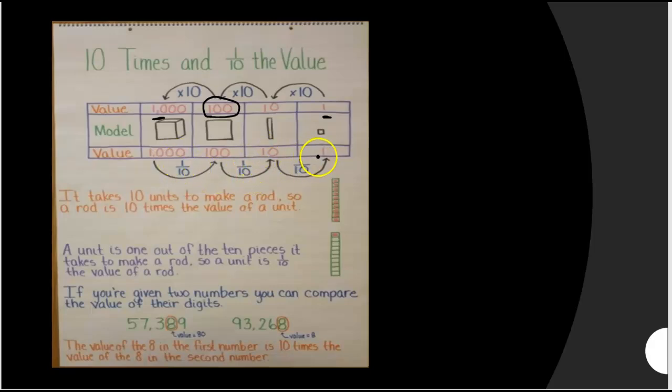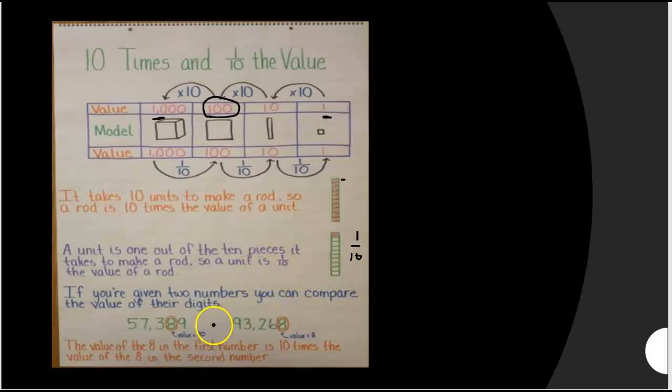But as you go back towards the decimal, you deal with fractions. So it says it takes 10 units to make a rod. So a rod has 10 times the value of 1 unit. So the little squares, that's 1 unit. And this is a whole tens rod, or a 10 stick, whatever you want to call it. It goes on to say that a unit is one of the 10 pieces. So a unit is 1/10 of the value of the rod. So if we're just looking at this example right here, this represents 1/10 of this entire rod. Okay.